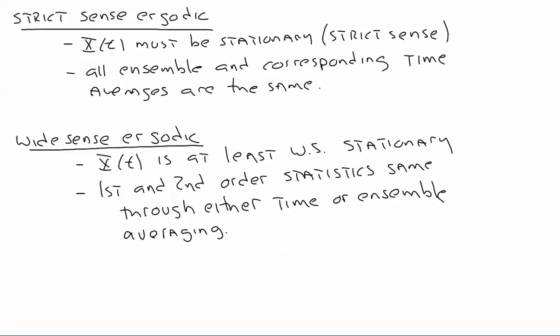Okay? So a wide sense ergodic random process is one that is first, at least, wide sense stationary, and the first and second order statistics can be found either through time averaging or ensemble averaging, and if I do them, they're identical. All right? Here's some really good news for us. Most, not all, but many random processes that you are going to encounter as electrical engineers are going to be at least wide sense ergodic.